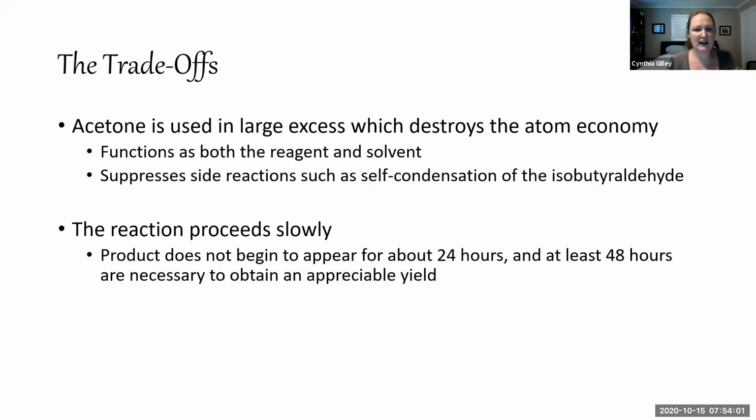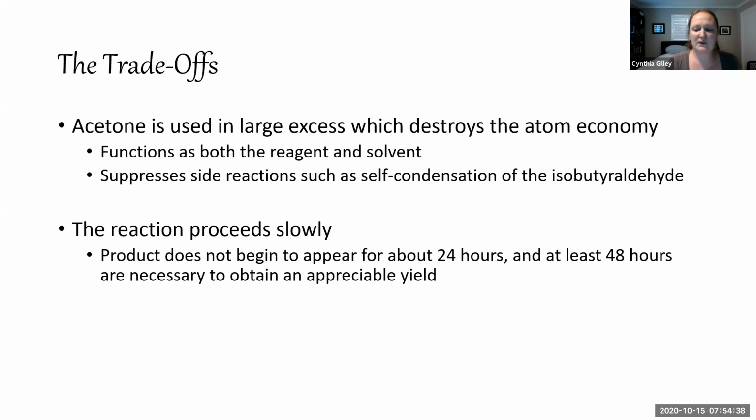There are some trade-offs, though, for the reaction. In order to get the reaction in good yield and with good percent EE, acetone must be used in large excess, which destroys the atom economy, right? So if you're wasting a lot of acetone, technically, that means that your atom economy calculation is lower. The reason why acetone is used in large excess is because it functions as both the reagent and the solvent. And it helps suppress side reactions such as self-condensation of the isobutyraldehyde.